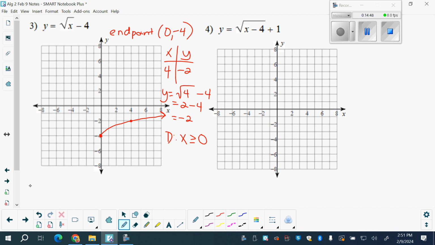Okay, what about my Y value? Somebody in this group besides Shireen, because I know you know. Good. Y is greater than or equal to -4. So lowest point, -4, and the other points go up above that. Okay. So what would my vertex be on, or excuse me, my endpoint on number 4?